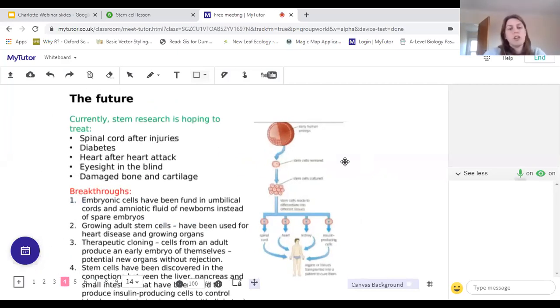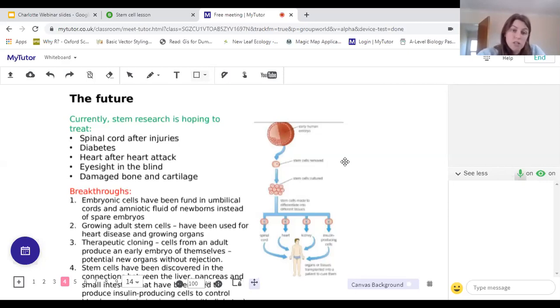So the future. So what are we hoping to move towards with stem cells? Currently, stem cell research is hoping to treat the spinal cord after injuries, by replacing those nerve cells that might have been damaged. Diabetes, so we mentioned the cells that are missing that produce the insulin, so hopefully stem cells might be able to replace those in a body.